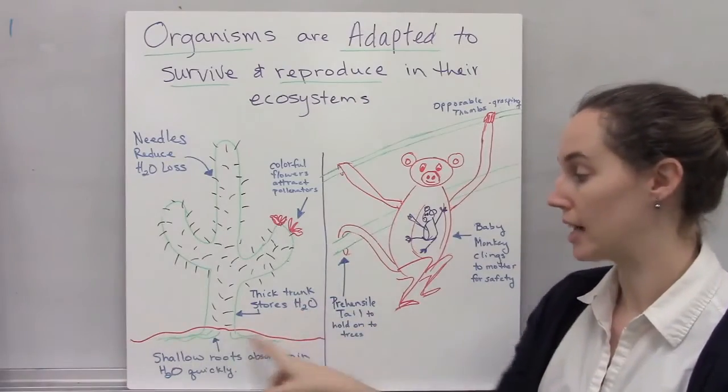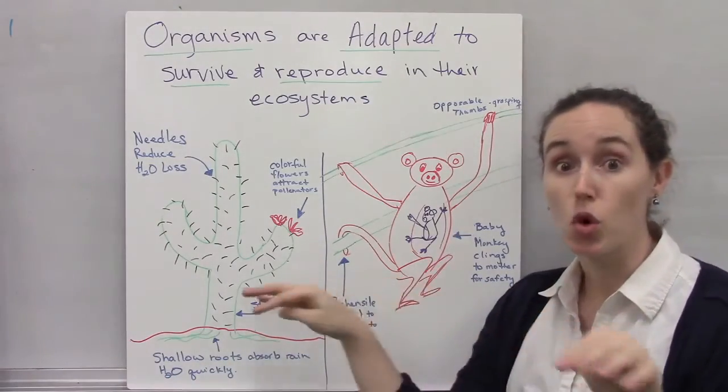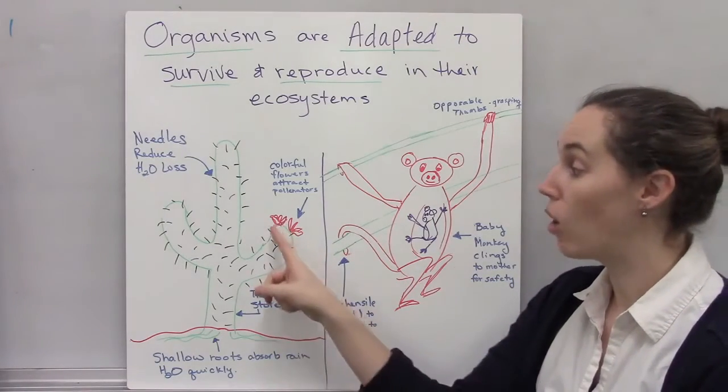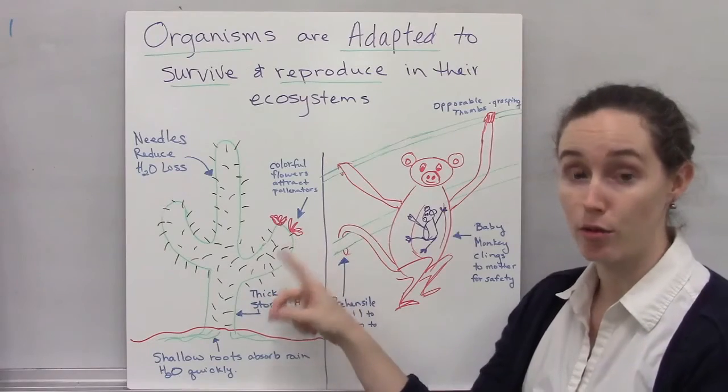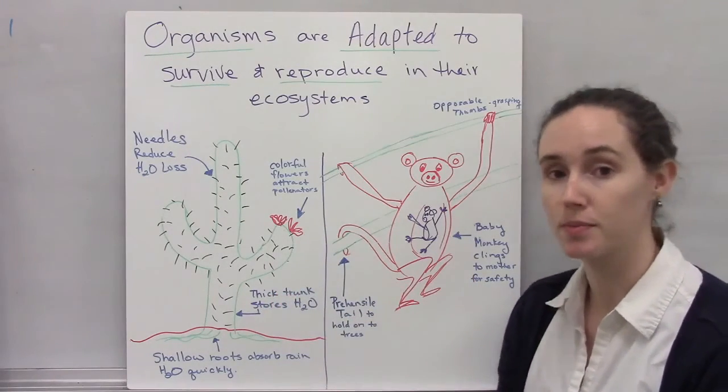The roots of a cactus are very shallow so that if it rains, it can absorb water as soon as it starts to absorb into the ground. Cacti also have flowers that are very colorful and beautiful to attract pollinators for reproduction.